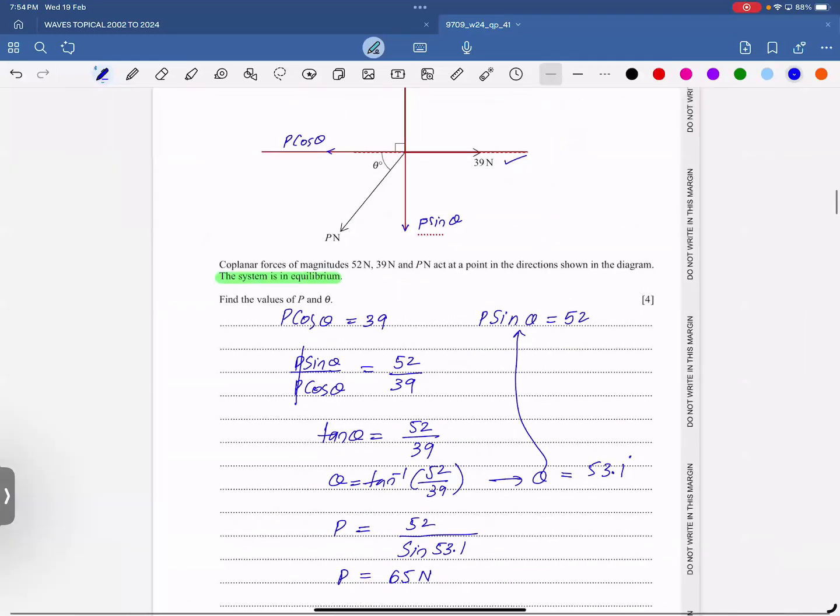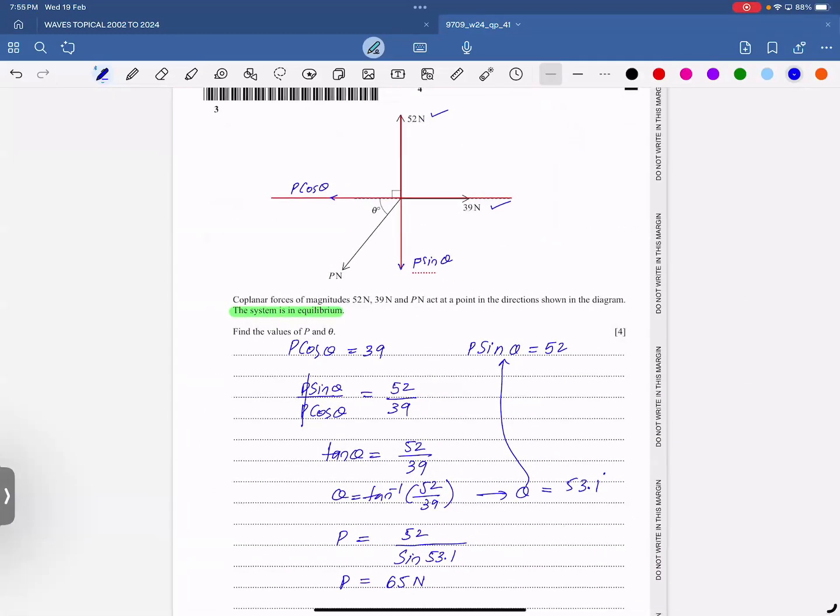So that question is very easy. What you have to do, you have to resolve the forces. Equilibrium means you just equate the opposite components, which have to be equal. That's it. We proceed to the next question, which is question number 4.